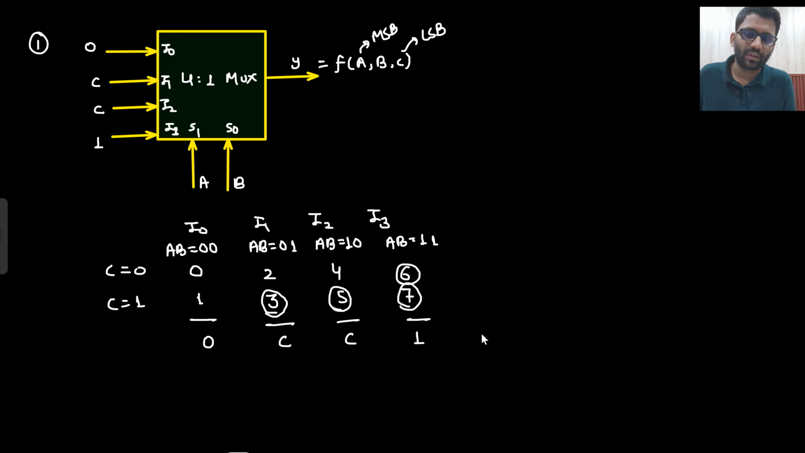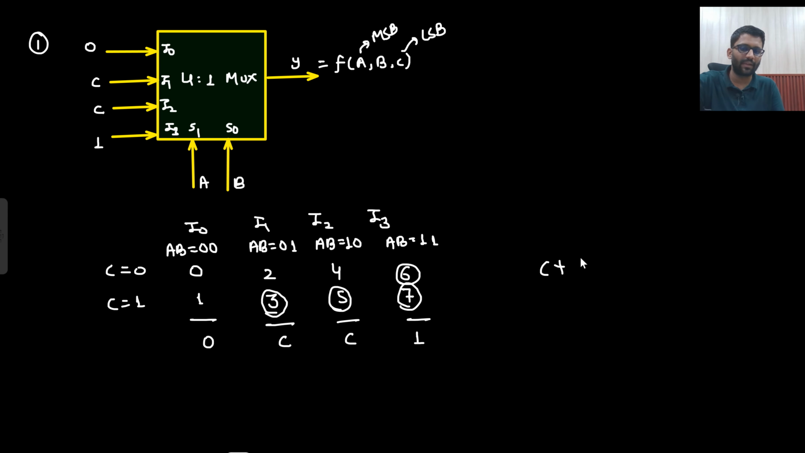This is the method, this is the way we solve. C is equal to 0, C is equal to 1. I0, I1, I2, I3. AB is equal to 00, 01, 10, 11. Write down the minterms 0 to 7. What all minterms you need? 3, 5, 6 and 7. So 6 and 7 both you need.